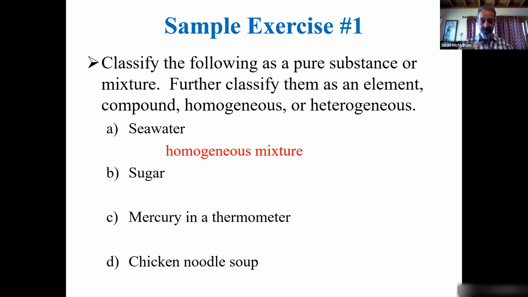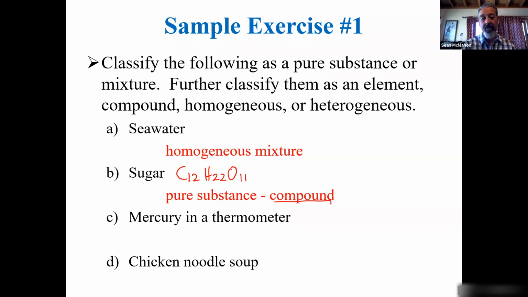chloride ionizes and dissociates and spreads evenly throughout. Sugar. So remember I gave you the formula for sugar, C12H22O11. So this is an example. If I had pure sugar, it'd be a pure substance and it's a compound.